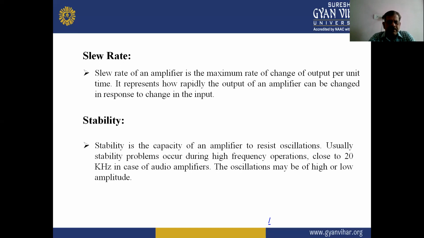And next one is the stability. So stability is the capacity of an amplifier to resist oscillations. Usually stability problems occur during high frequency operation close to 20 kilohertz in case of audio amplifiers. So 20 kilohertz is the range of frequency of audio amplifiers. The oscillation may be of high or low amplitude, and we have different types of oscillators that generate different frequency ranges, low, high, medium, etc.